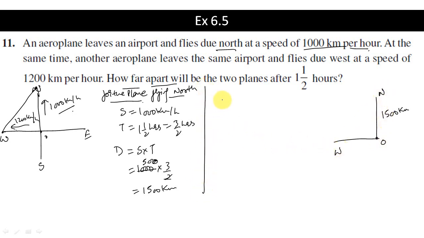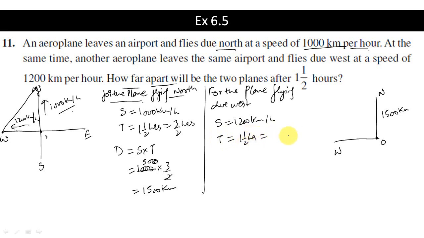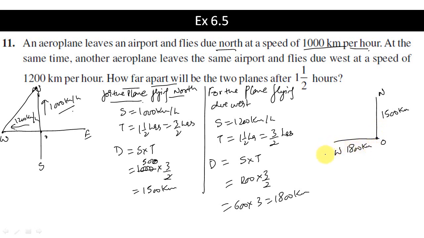And for the plane flying due west, the speed is 1200 km per hour and the time is 1.5 hours, or I can say 3/2 hours. So the distance will be speed into time, which is 1200 into 3/2, which is 600 into 3, or I can say 1800 kilometer. So the plane flying due west would have covered 1800 kilometer, and we have to find the distance WN.